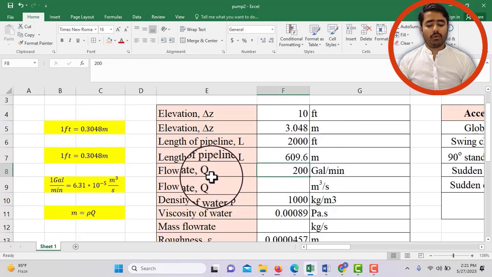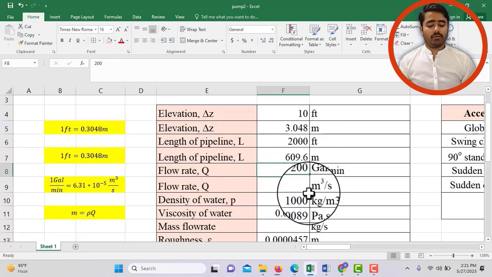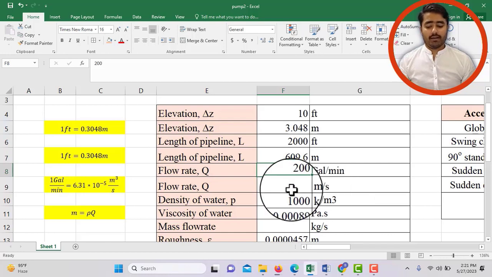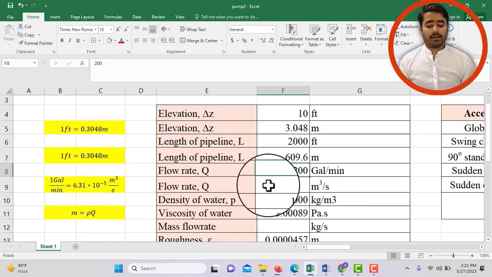And your volumetric flow rate is 200 gallons per minute, and convert this unit into meter cube per second. So 1 gallon per minute is equal to 6.31 multiplied by 10 raised to power minus 5 meter cube per second. So I will multiply this 200 by the factor. So 0.01 meter cube per second is the flow rate.